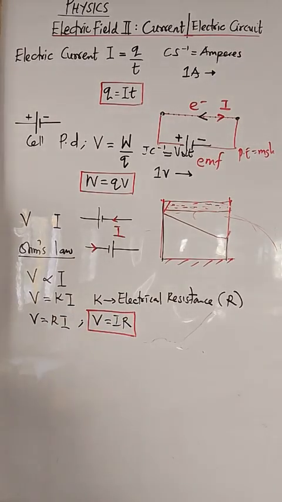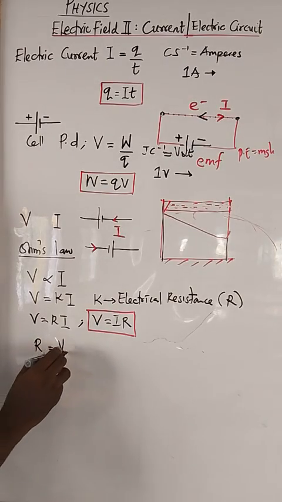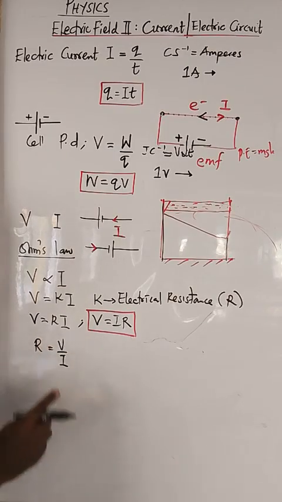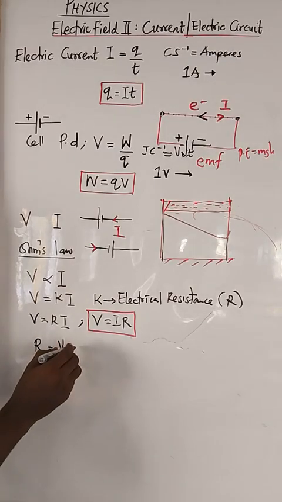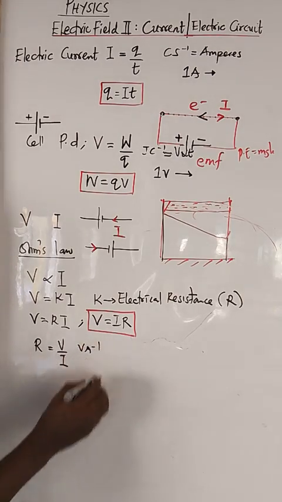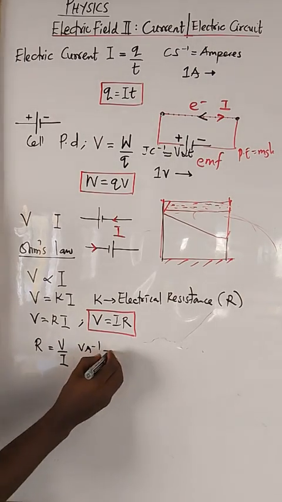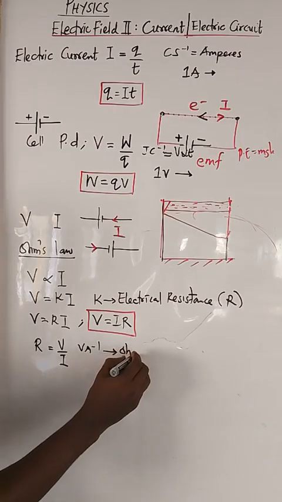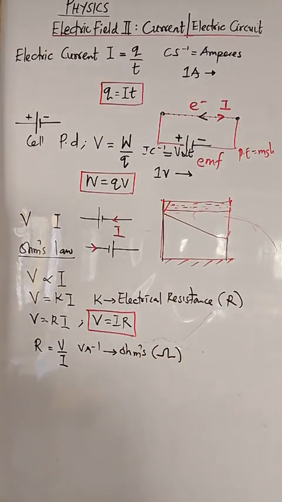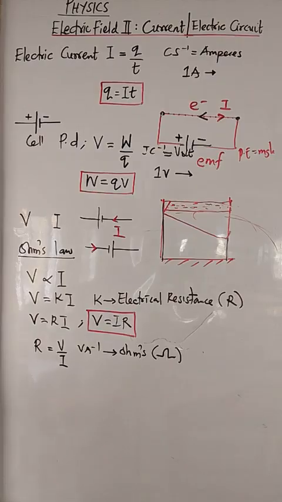So our third equation. Now what is R from here? R equals V over I. This V means potential difference. The unit is volts, and the current is amperes. That's volts per ampere. So this volts per ampere has a name. We call it ohms. This is the symbol for ohms. R is V over I.